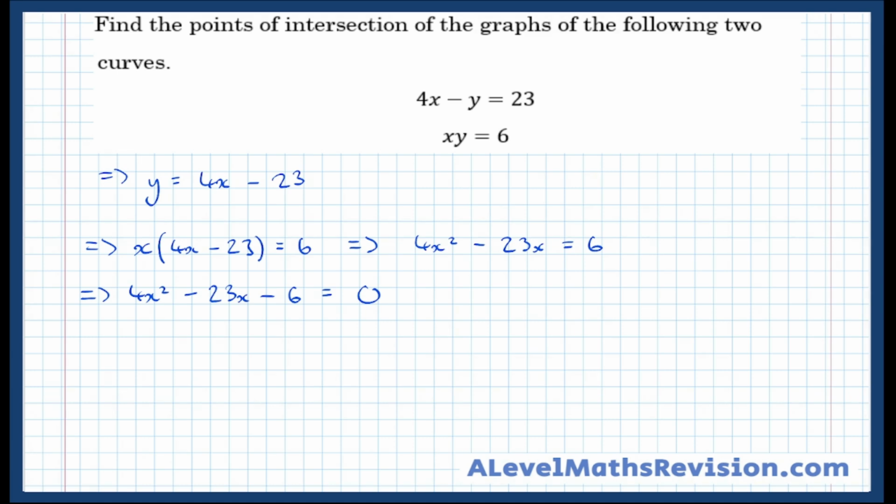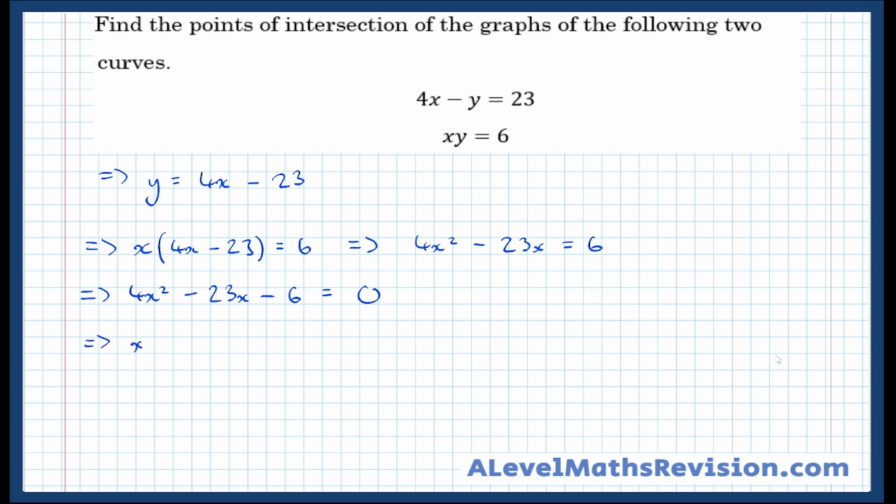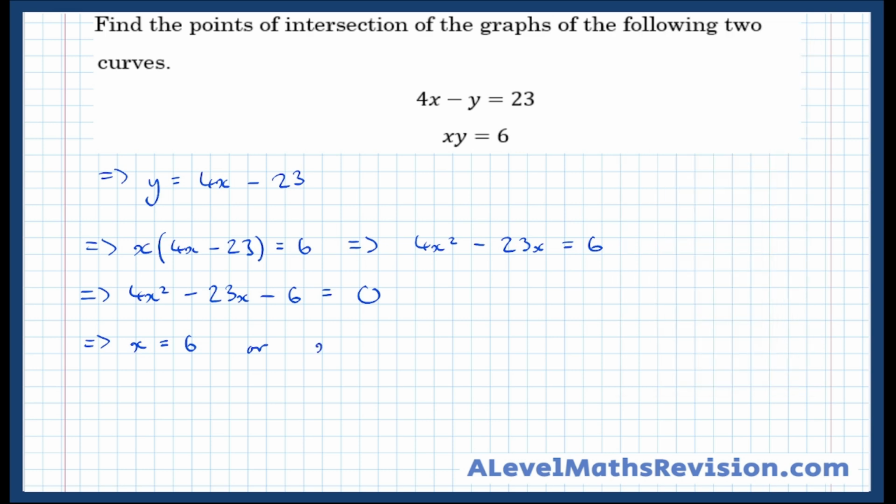Now this question doesn't ask us to show full working or detailed reasoning, therefore again it's fair game, just use the quadratic solver on our calculator, so let's go for it. So we've got 4x squared minus 23x minus 6 equals 0. So that means that x equals 6 or x equals minus 1/4.